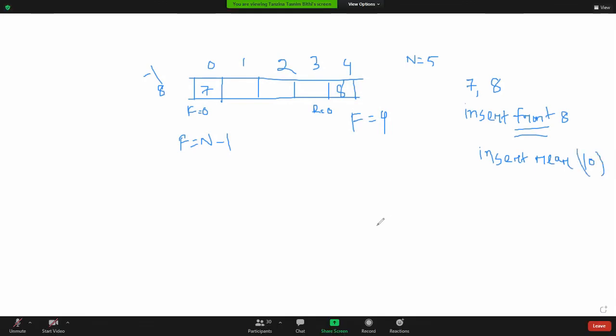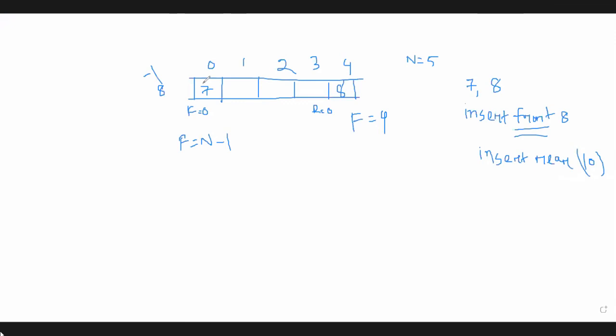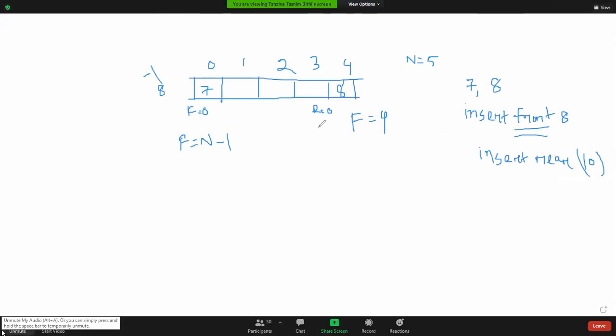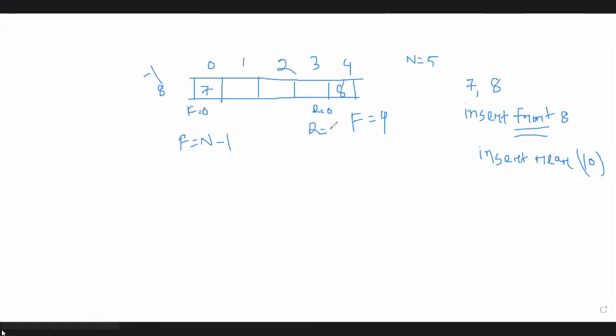Ma'am, at location 1. Very good, location 1, because r equals 0. For inserting a data element on the rear side, we just have to increase the value of r by 1. Now the new value of r is 1, where 10 will be stored. And after that, if the operation is insert at the rear and the data is 12, where will it be inserted? In location 2. After that, the value of r will be 2. So this is insertion. Now we know how to insert a data element on the rear side as well as the front side.